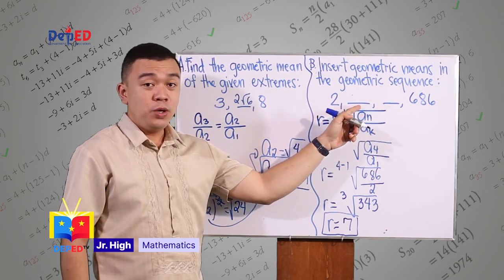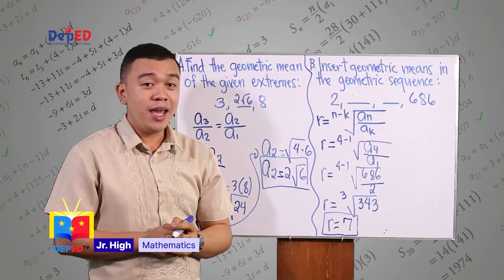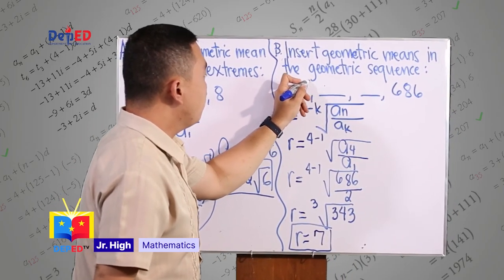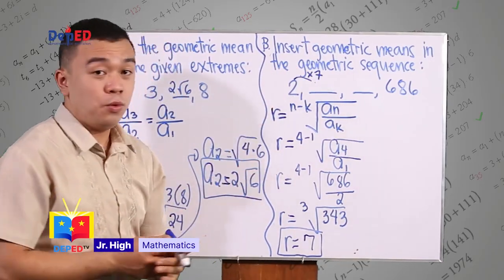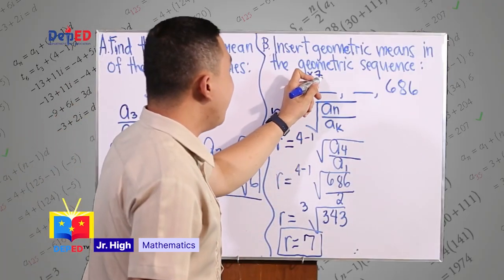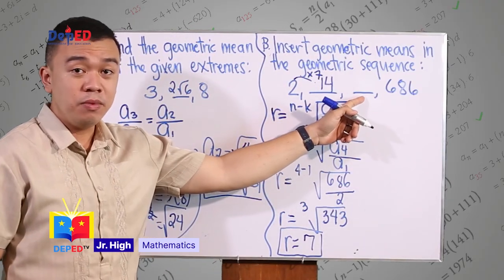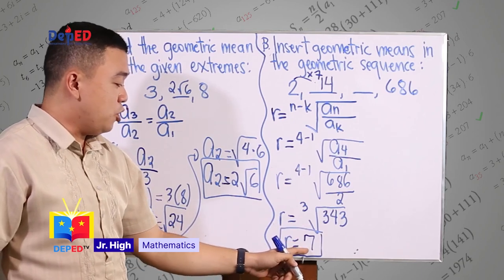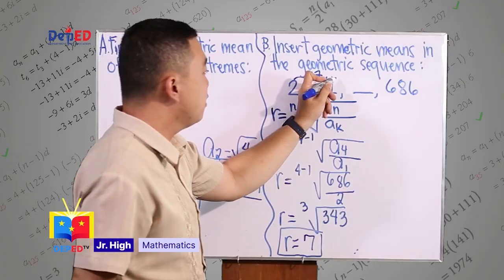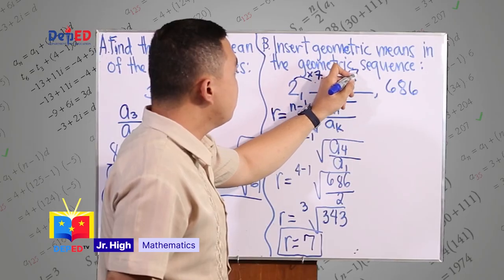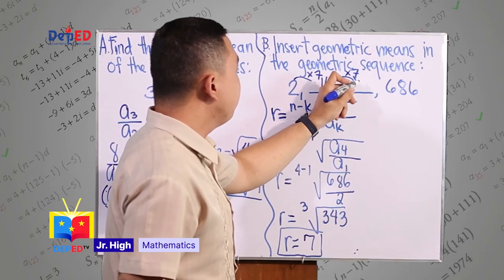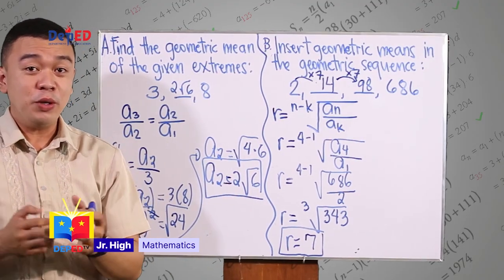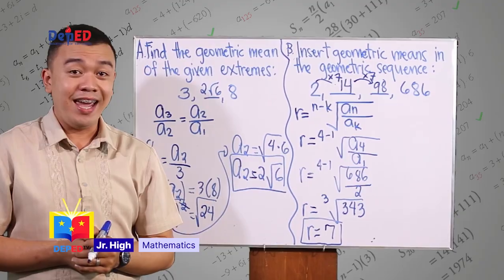To get a sub 2, we will multiply the first term by the common ratio 7. So that's 2 times 7 will give us 14. Correct. And to get the third term, we will multiply the second term, 14, times the ratio, which is 7. So 14 times 7 will give us 98. So the geometric means of the sequence are 14 and 98.